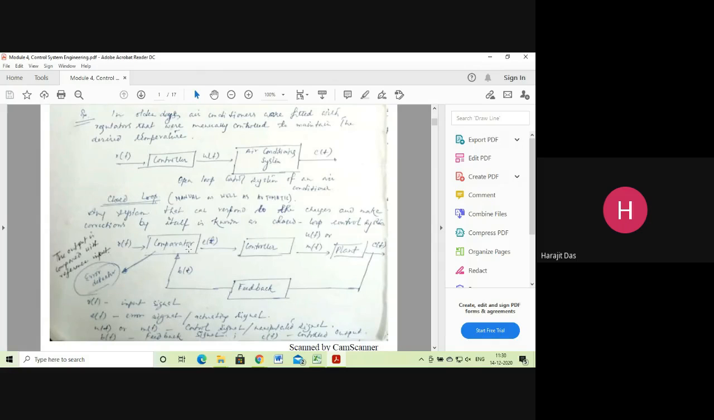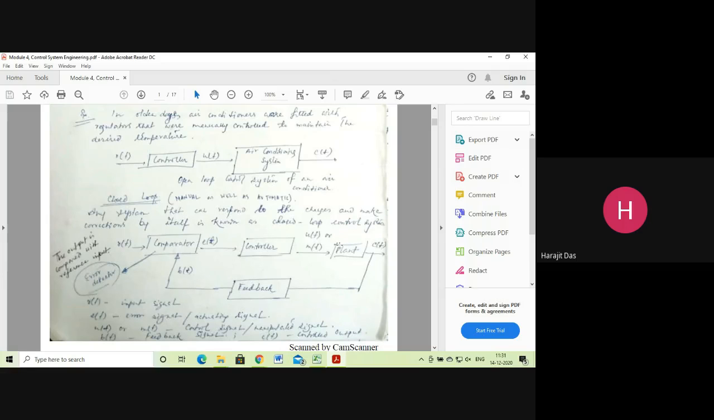The comparator will be calculating the error. Suppose it is given as 20, but it is sensing 18, so there is a 2 unit error. Again it will give the signals to the controller. So the controller, with an error signal of E(t), will actuate the signal to the system or plant. Here plant means the system.